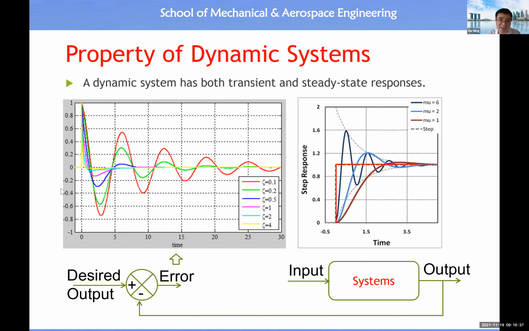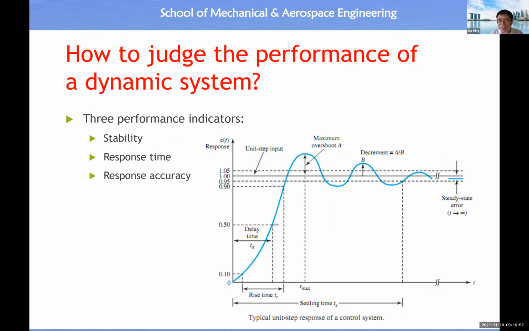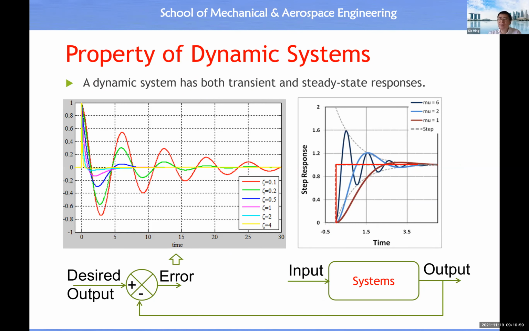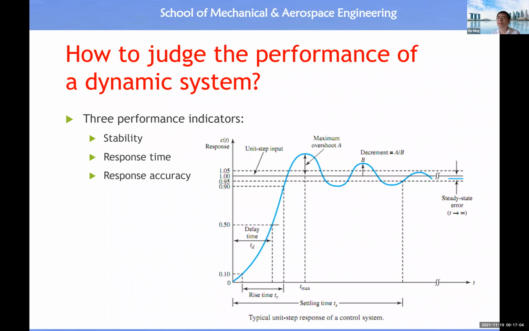Eventually you may have an oscillation, and the final value may not converge to the desired final output. So this is a typical pattern, or behavior, of the output from any dynamic system. Since the output of a dynamic system can change as a function of time, we need to set some indicator for us to judge the quality, or performance, of the output from a dynamic system.